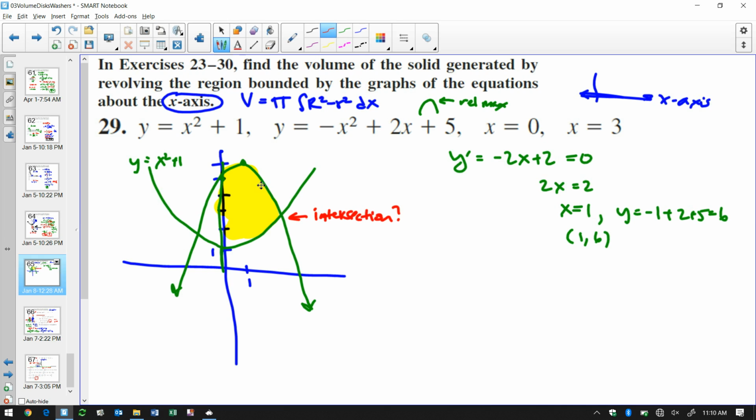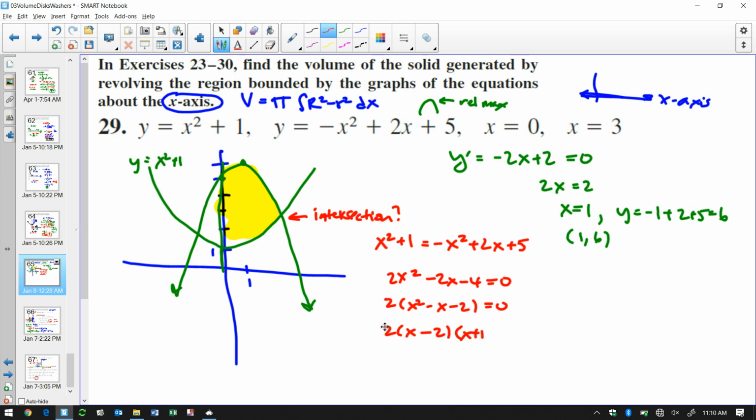What is this intersection? The way to get that is to set these two parabolas equal to each other. So I'm going to set x squared plus 1 equal to negative x squared plus 2x plus 5. That gives me 2x squared minus 2x minus 4 is equal to 0. Take out the 2 and factor this quadratic. That gives me x is equal to 2 or x is equal to negative 1.